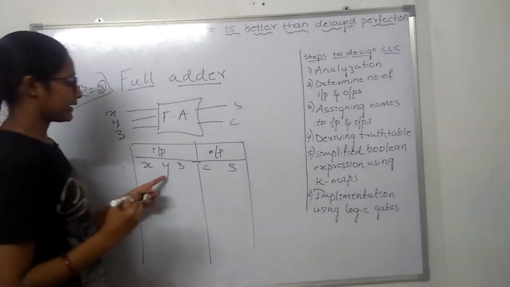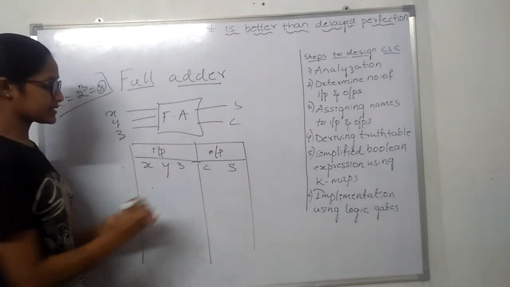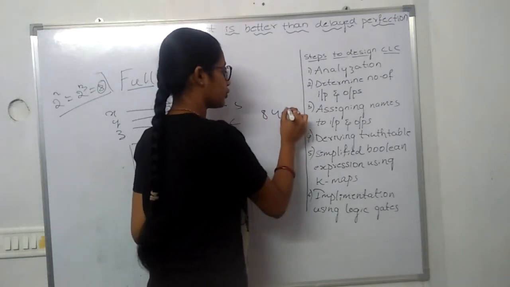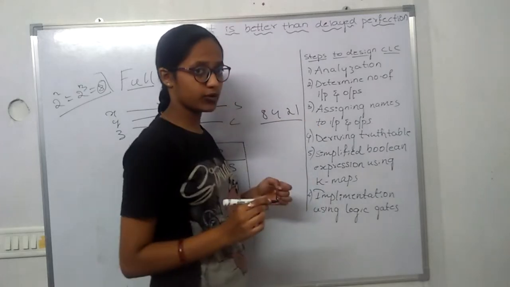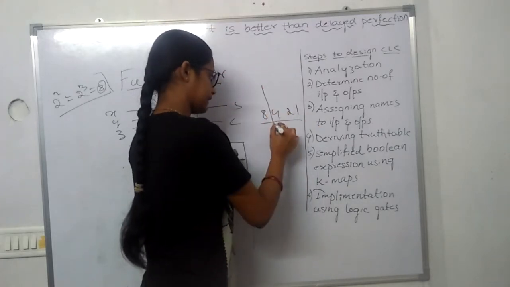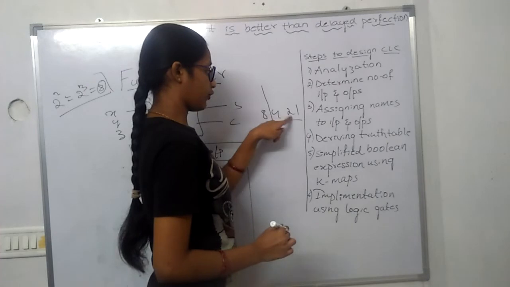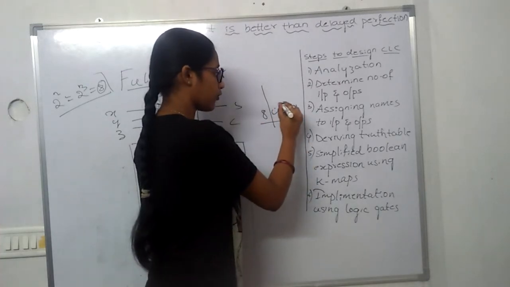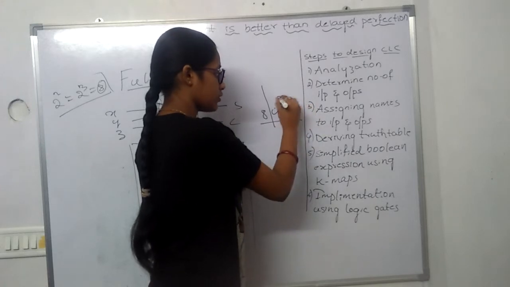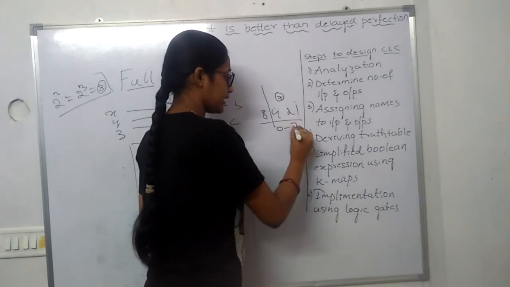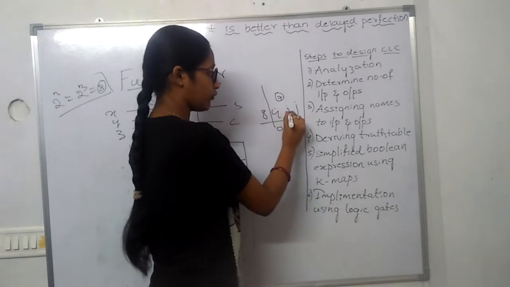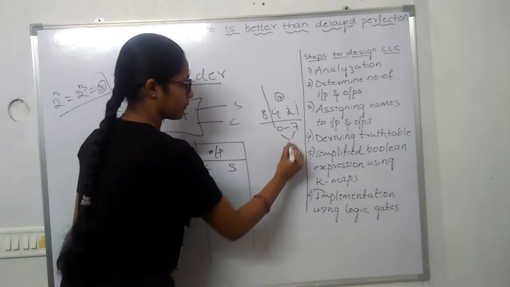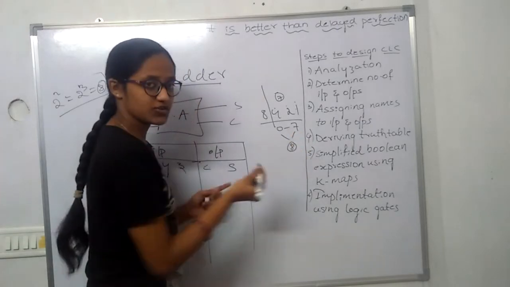The X, Y, Z representation will be done in binary form, in 8421 code. We take only 3 digits, so the 4, 2, 1 positions represent from 0 to 7. If you add 4 plus 2 plus 1, we get 7. So from 0 to 7, that is 8 combinations, right?